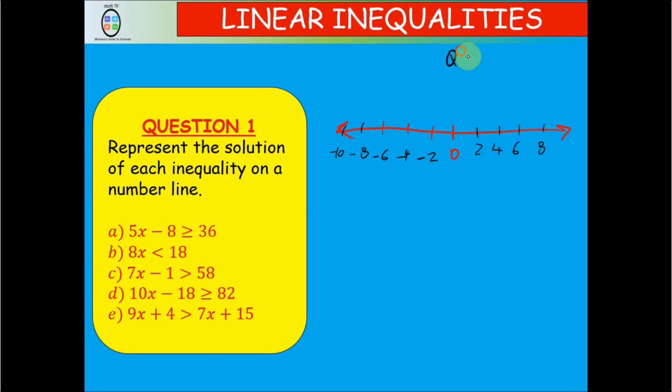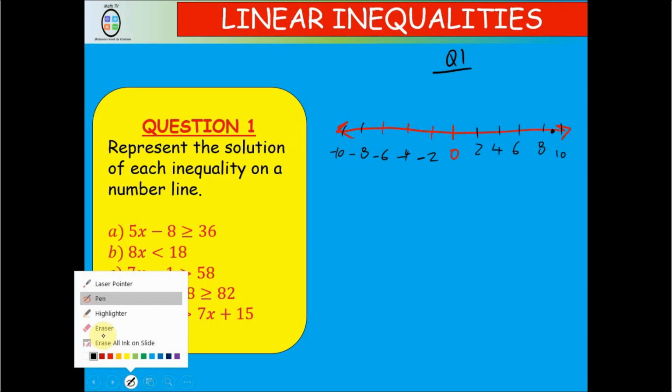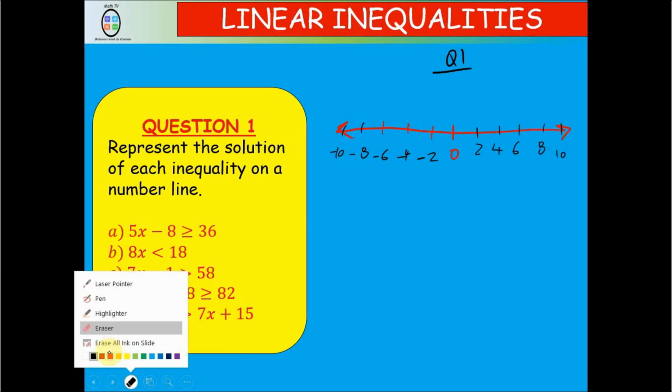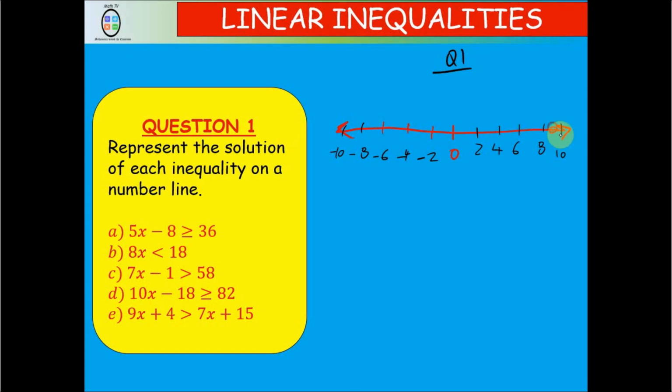So this is for question 1, right? And this is 10. 8.8 is somewhere here, right? Somewhere there is 8.8, but we don't want to shade it, right? So remember, 8.8 is right here. That's 8.8. And we want when x is greater than or equal to 8.8, so we'll just draw our arrow that way, right? And that would be our number line. Easy. Nice. Question 1.